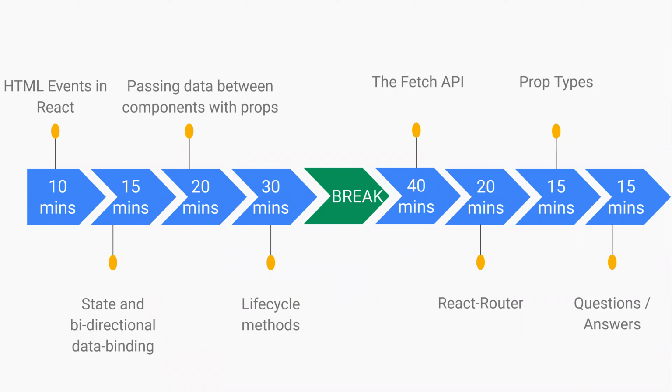We'll take, of course, a 15 minute break in the middle, and then we'll start looking at the fetch API that we'll use to get some data from another server thanks to HTTP requests. And we'll take a look at a library that is very commonly used with React, which is called React Router. We'll also use prop types, and we'll finish with some questions and answers if you have any about today.